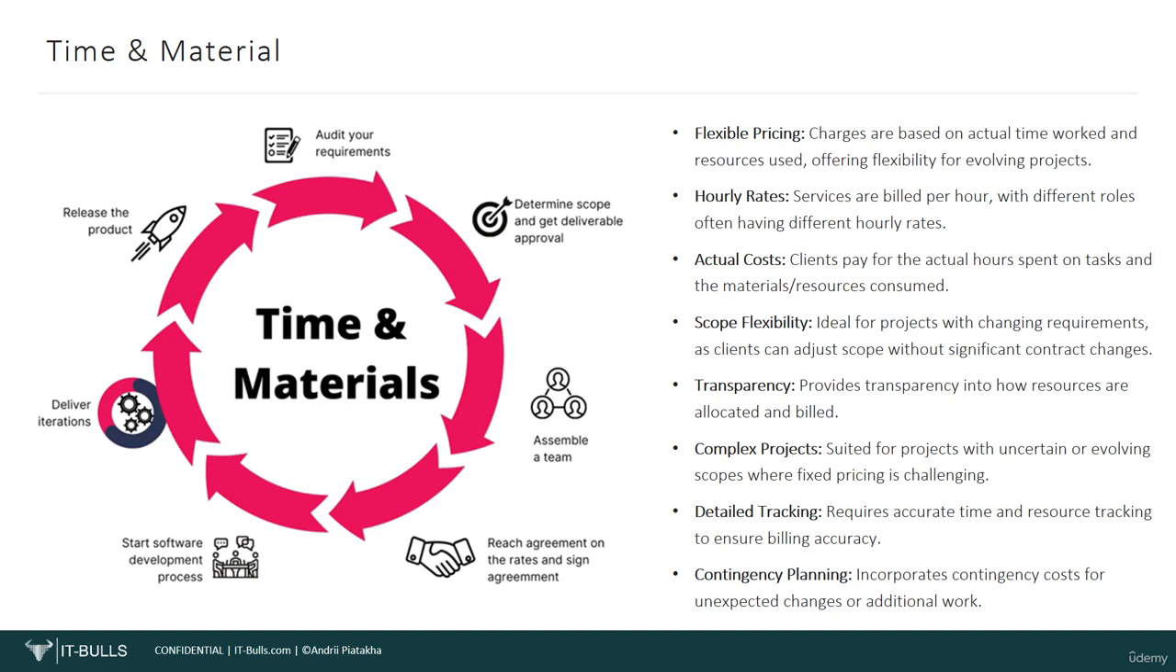Time and material is often used when the scope of work is uncertain or when a project's requirements are likely to change. It offers flexibility to adapt to evolving needs, as clients pay for actual time spent and resources used. The time and material model provides transparency in billing, as clients see a breakdown of time worked and expenses incurred. However, it can also lead to uncertainty in terms of final costs and requires careful monitoring to avoid overruns.